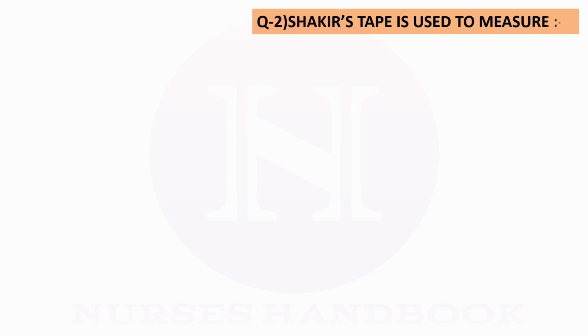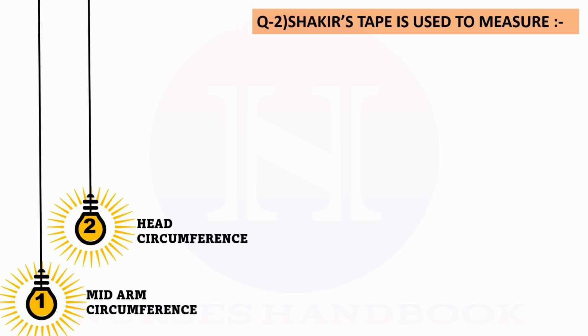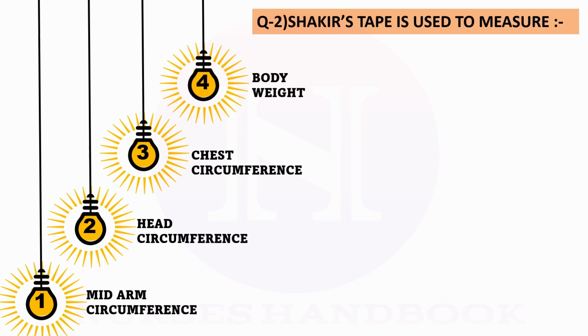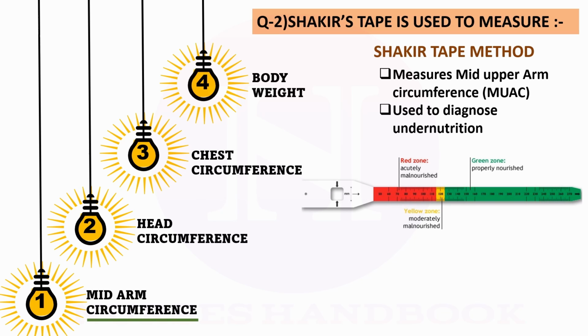Question number 2. Shakir's tape is used to measure mid-arm circumference, head circumference, chest circumference, body weight. And the correct answer is mid-arm circumference. Shakir's tape method is a tool to measure the mid-upper arm circumference, which in turn helps to diagnose undernutrition.